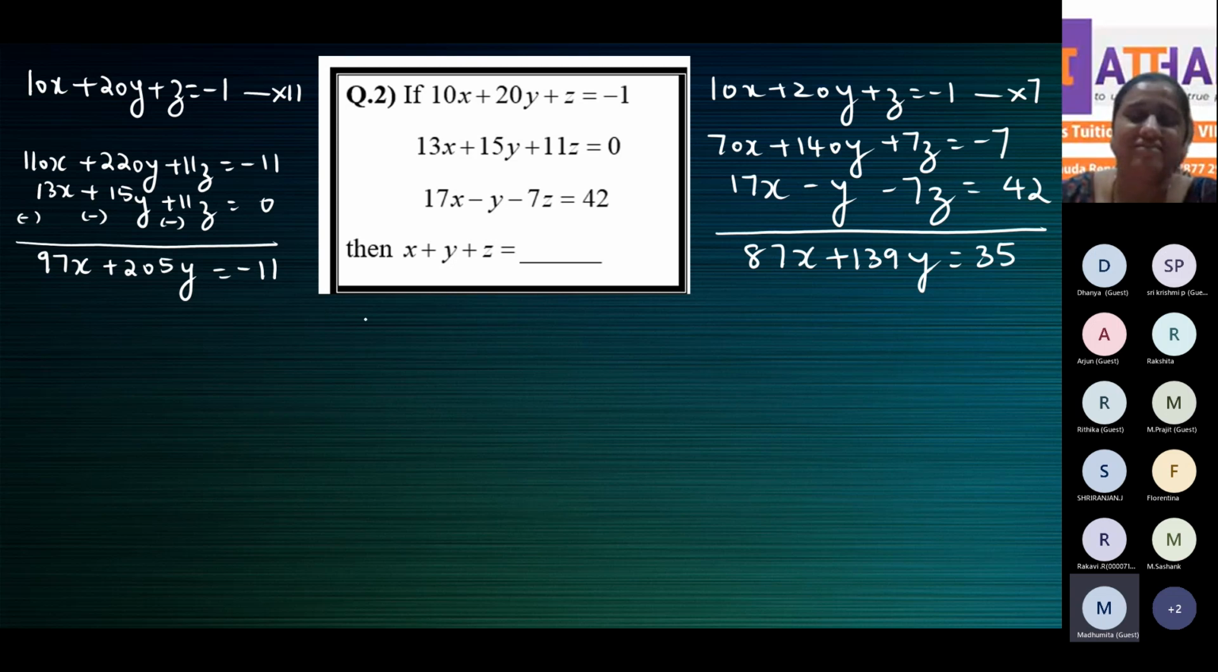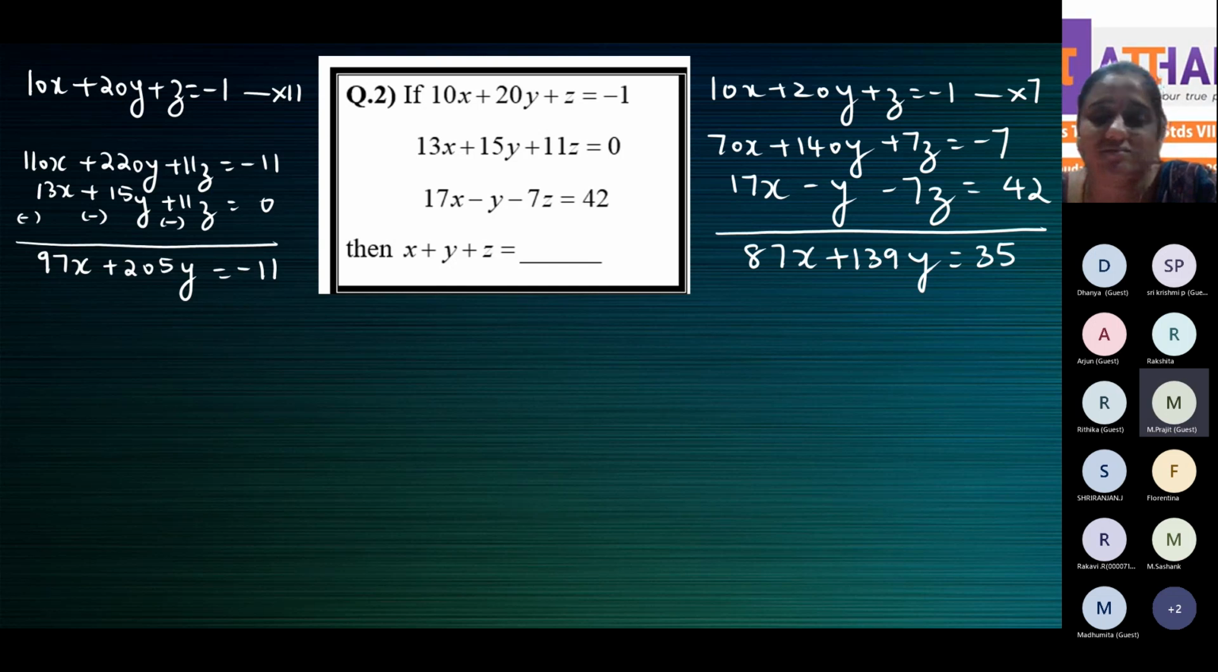Yeah, the numbers are crazy. I told you, numbers are crazy, but since you don't have the cross multiplication method, you have to do the elimination or the substitution method. I'm getting it as minus 97x minus 205y minus 11 is equal to 0.